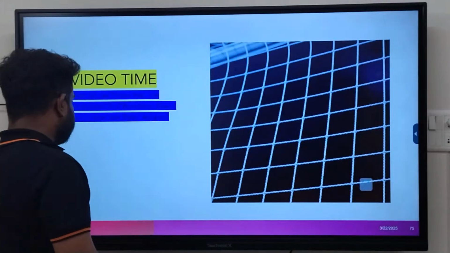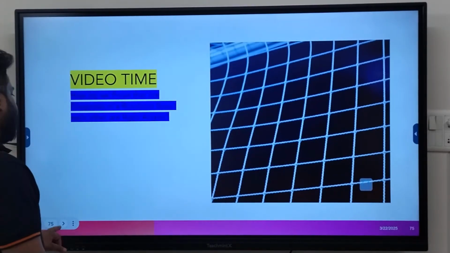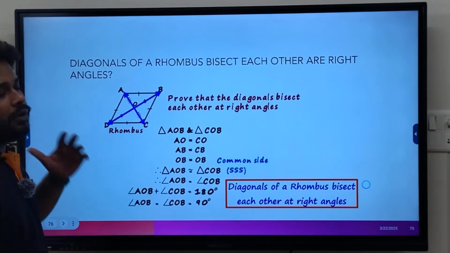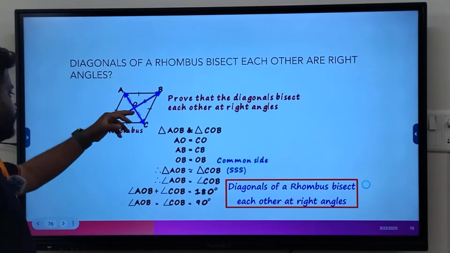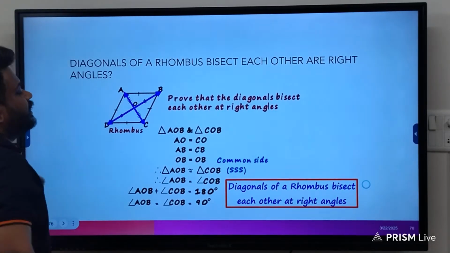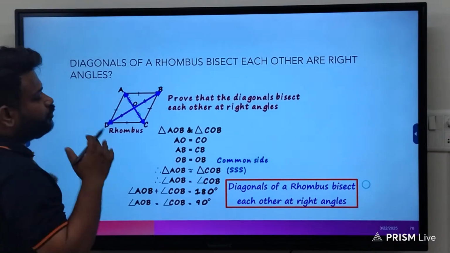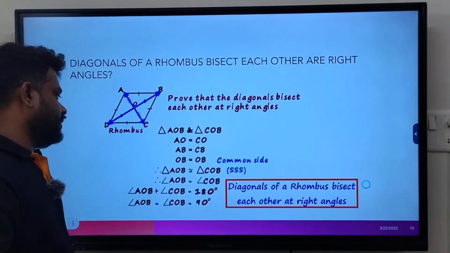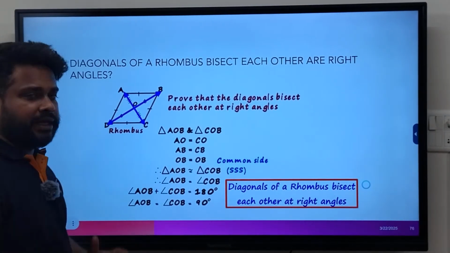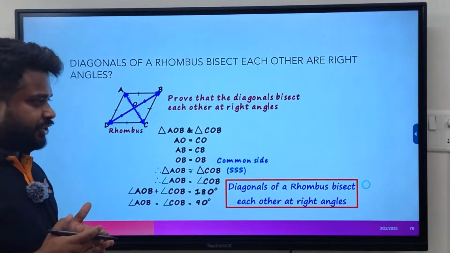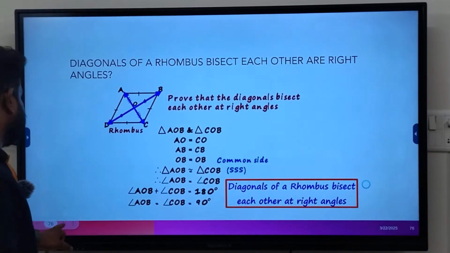Okay, the next one. I have already told that the diagonals of a rhombus bisect each other at right angles, and this will also follow the same process. Just draw the rhombus and then draw its diagonals. From those diagonals we will get two triangles, and for these two triangles we have to prove the congruency, and after proving the congruency we will get two corresponding angles, and these two corresponding angles will be 90 degrees each. So from this we will get to know that they are bisecting each other at right angles.